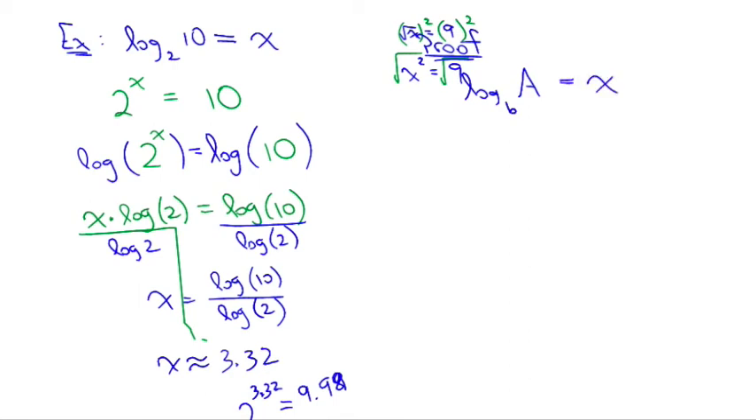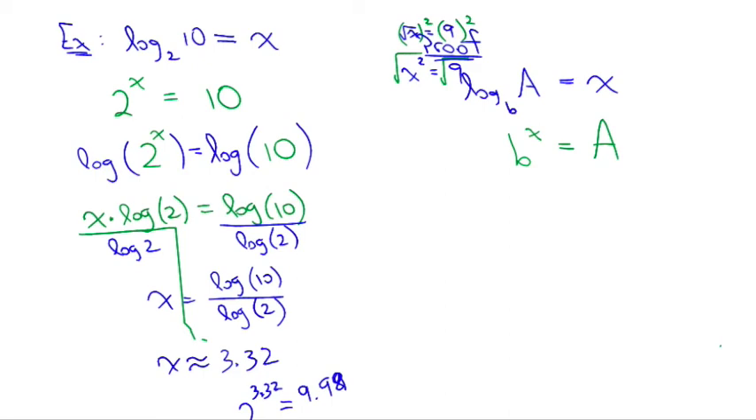What do you do to both sides? Compare it to the one we did over there. Would it be b raised to the x is equal to a? And then what?